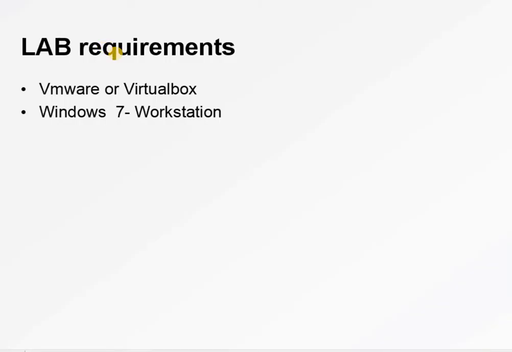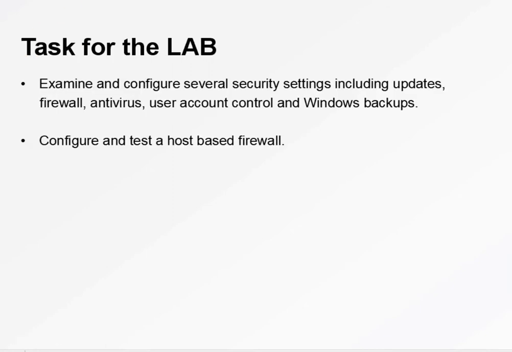So the lab requirements: VMware or VirtualBox, and a Windows 7 workstation. Tasks for the lab: we're going to perform two tasks. First, examine and configure several security settings including updates, firewalls, antivirus, user account controls and Windows backups. Second is configuring and testing a host-based firewall. So first we will examine and configure several security settings. Let's go to the lab.